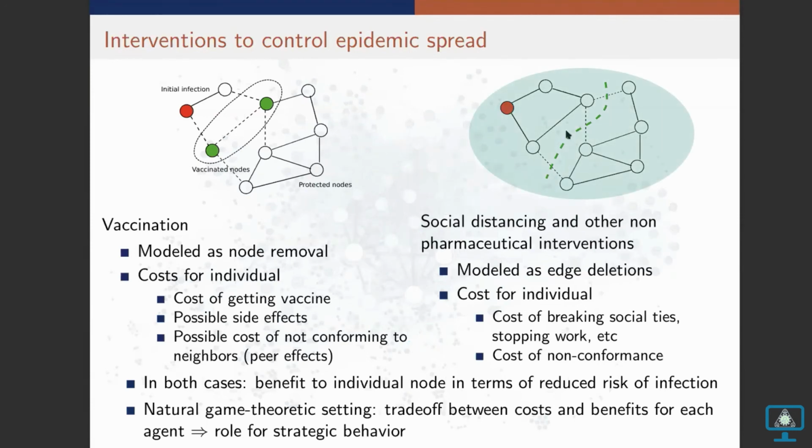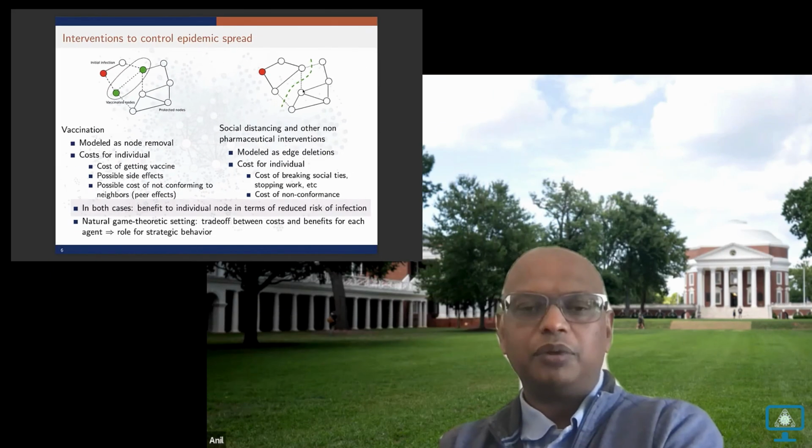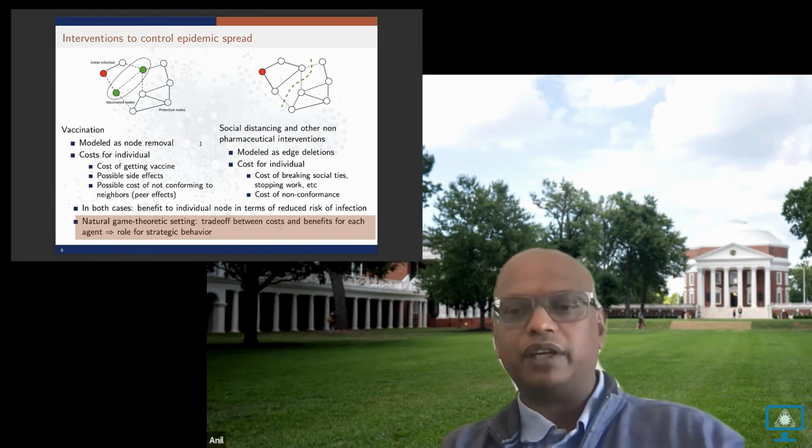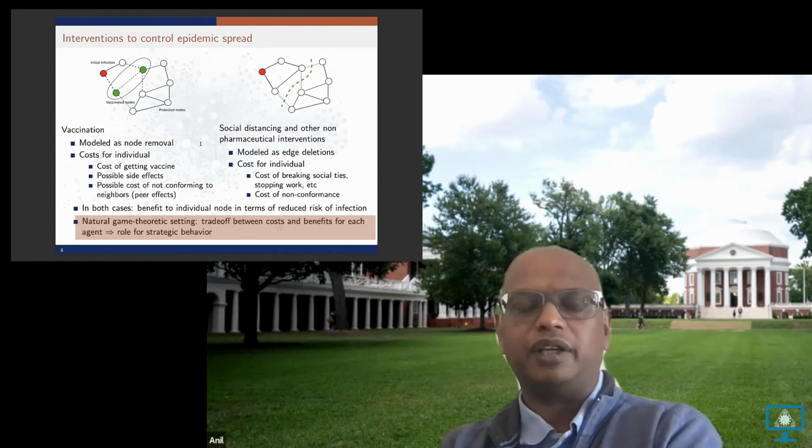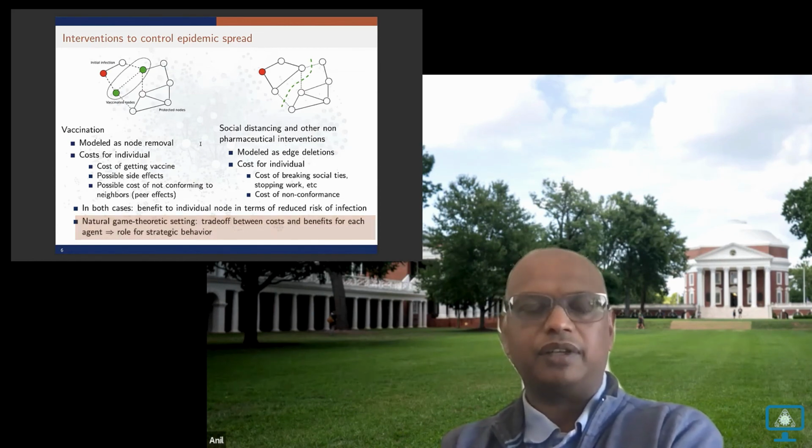On the other hand, for social distancing type interventions, it's like breaking edges. So if a node breaks this particular contact, that's an edge deletion. It leads to other kinds of costs for the individual, so the cost of breaking that tie, like stopping work or not doing usual activities and so on. And again, there could be a cost of non-conformance. In both cases, there's a benefit to the individual in terms of reduced risk of infection. So there's a very natural game theoretic setting where there's a trade-off between the costs of these actions and the benefits for each agent. And so there's a role for strategic behavior.